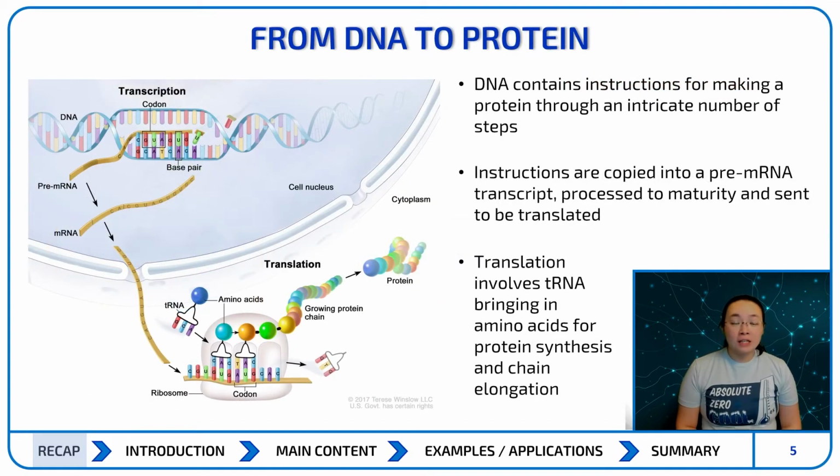So going from DNA to protein, that was the majority of our focus in the previous lecture. DNA is going to contain instructions for making a protein through an intricate number of steps. So we're not showing DNA replication here because that's just creating an extra set of DNA. But if we're really trying to create protein from an existing strand of DNA, it's going to be unwound, and a pre-mRNA transcript is going to be created from the unwound DNA.